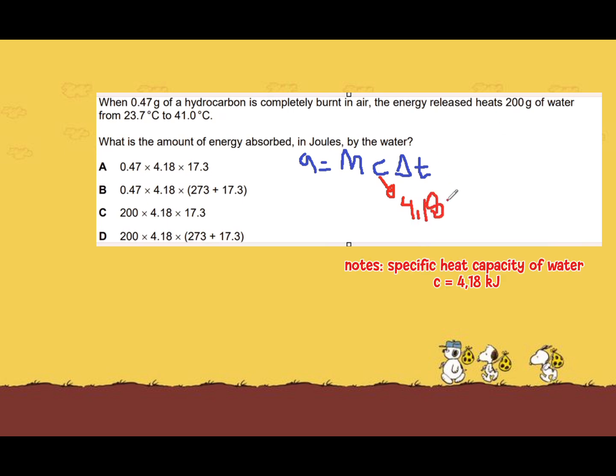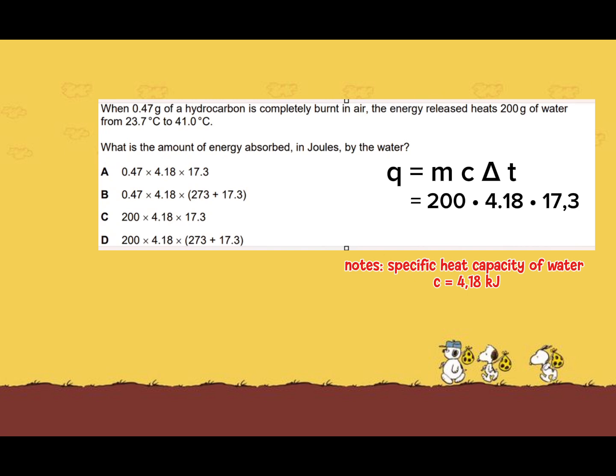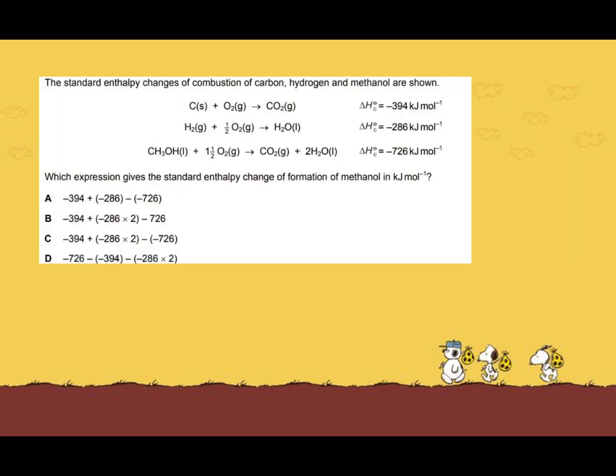And now we can reduce 41 minus 23.7 and the result we get is 17.3. And now we know the mass of water is 200 gram and the temperature change is 41.0 minus 23.7 equals 17.3 Celsius.